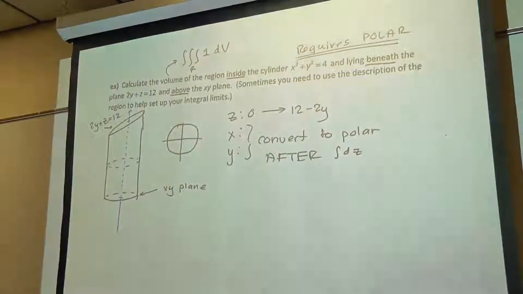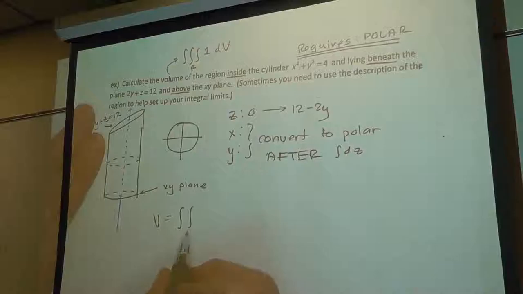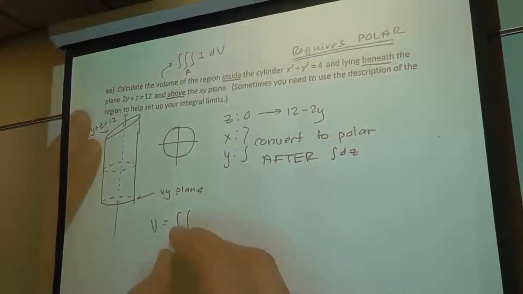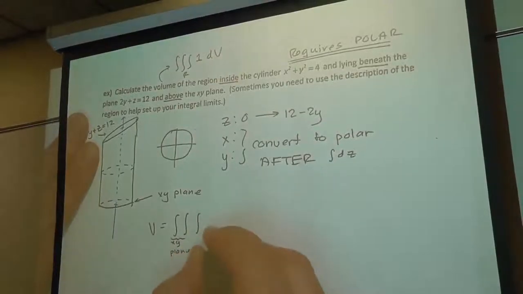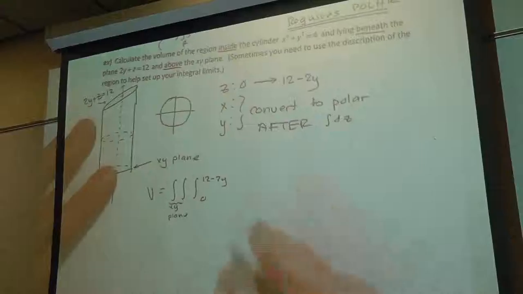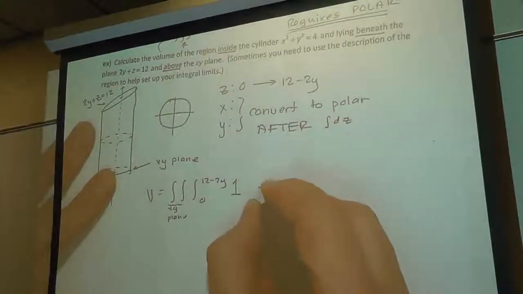So volume would equal the triple integral, and again, I'm saving this for later. Saving those limits for the xy plane. The z limits are from 0 to 12 minus 2y. My integrand, originally, is just the number 1, because this was determined as a volume problem.